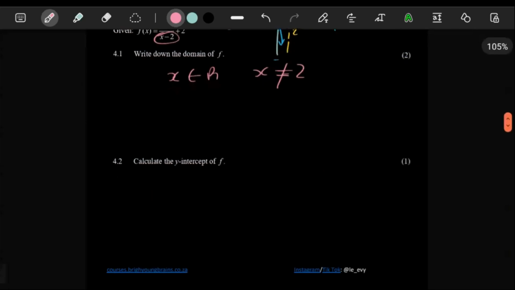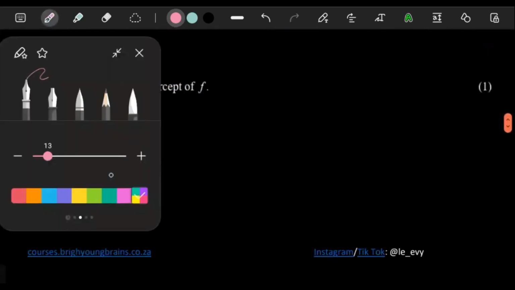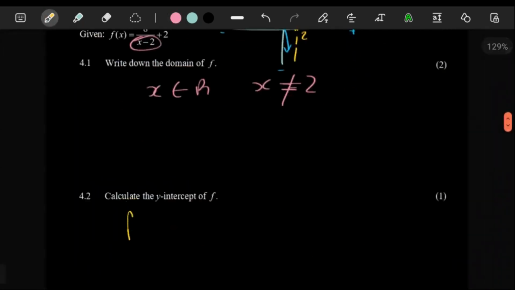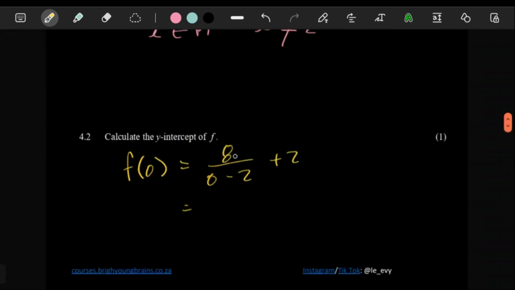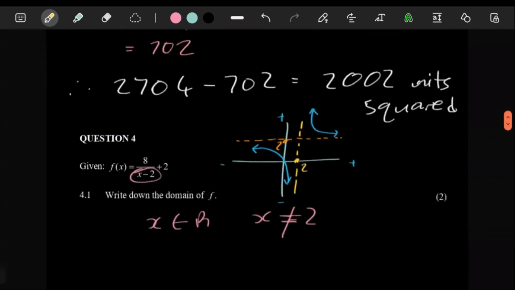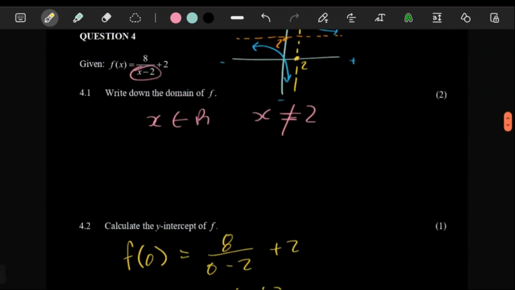So moving on. I want us to get the y-intercept. Getting the y-intercept, remember, you just make x as 0 in your equation. So in this equation where x is, we're going to make it 0. And then we're going to have 8 over 0 minus 2. We have 8 divided by negative 2, which is going to be negative 4. Negative 4 plus 2 is going to give us negative 2. And if you look nicely, our y-intercept is at negative 2.